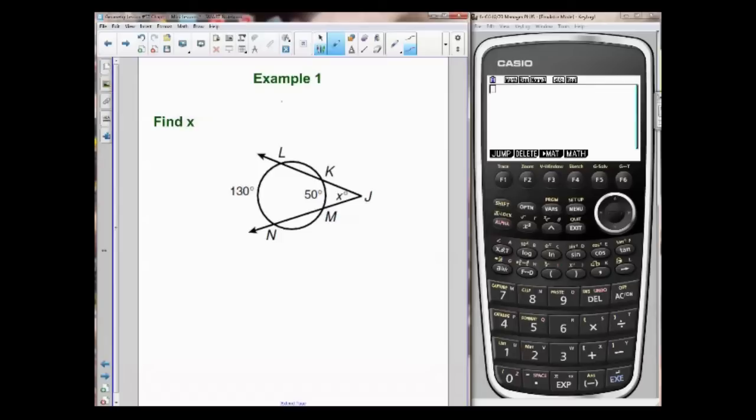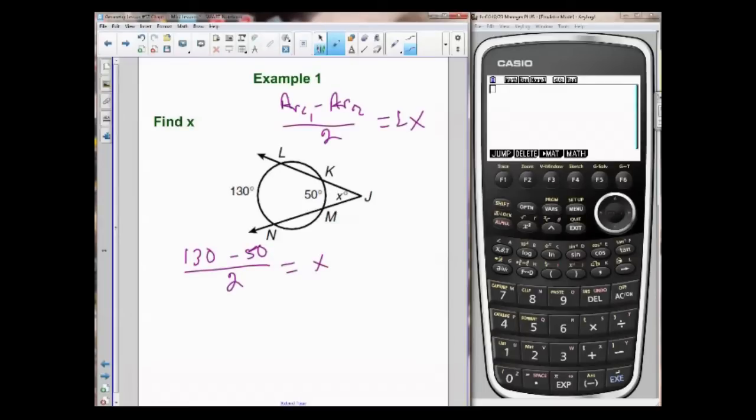So again, my formula is arc 1 minus arc 2, all over 2 is equal to my angle, angle x. Now we're going to subtract the big arc minus the little arc. It's kind of intuitive because if we did it the other way around, we're going to have negative numbers in geometry. Negatives don't work too often. So big arc minus little arc over 2 is equal to x.